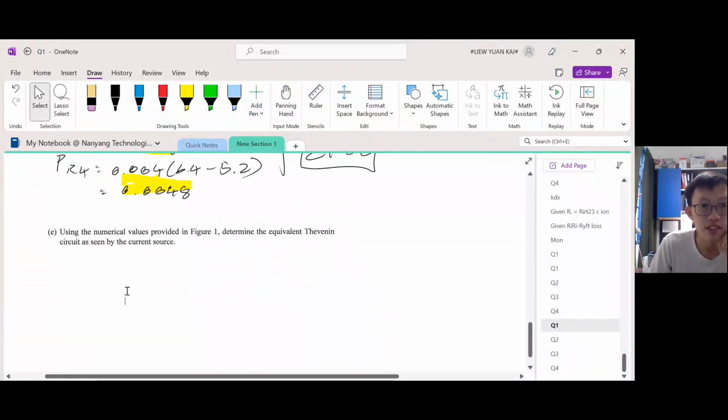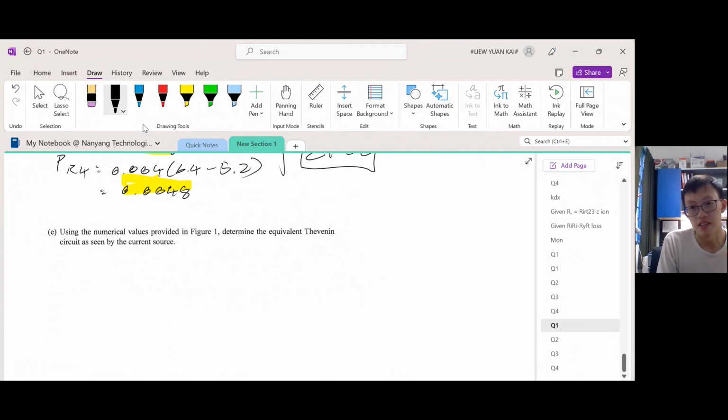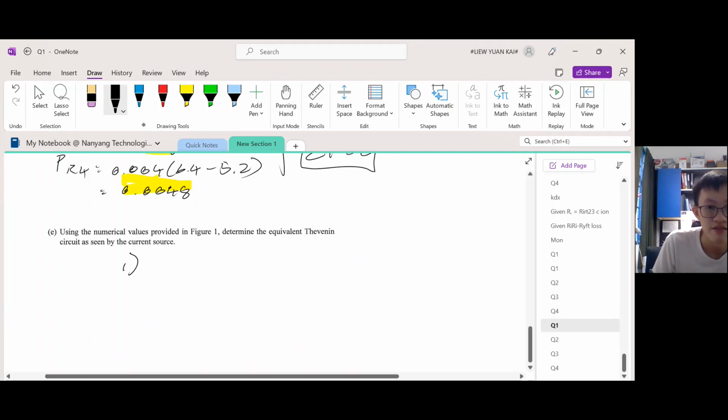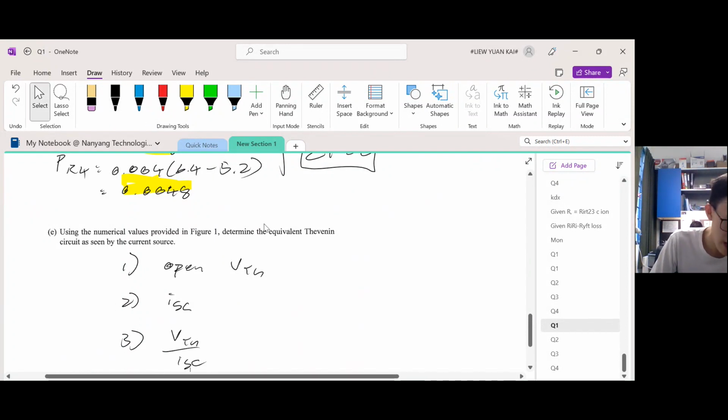So find the Thevenin circuit. Okay, here's where I'm going to not use the method that I introduced to you. Remember, the cookbook recipe was this: find the open circuit voltage, which gives you your V Thevenin, find the short circuit current, and then you take the first answer divided by the second answer. Okay, there's only a slight modification to this.